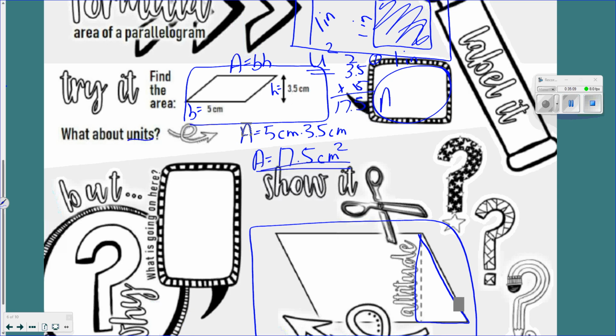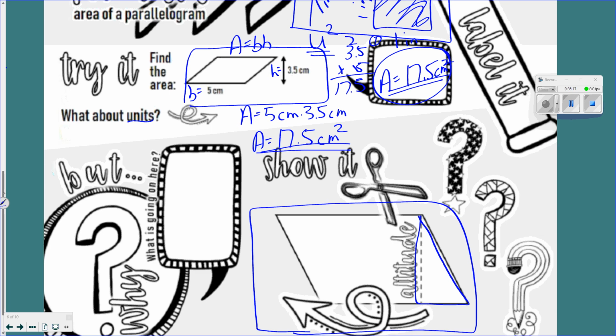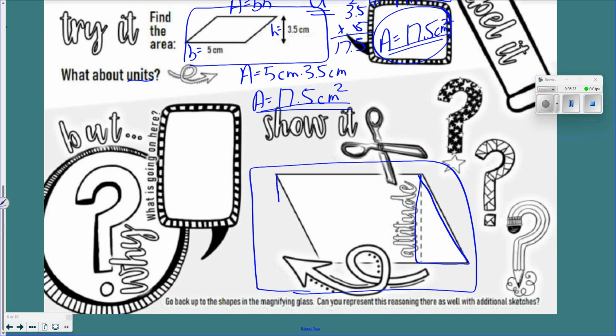My answer. Okay, our second part was to show it. Literally, all we wanted to do is take this triangle and redraw it here. Cut that out. And then what do you see? The whole concept.